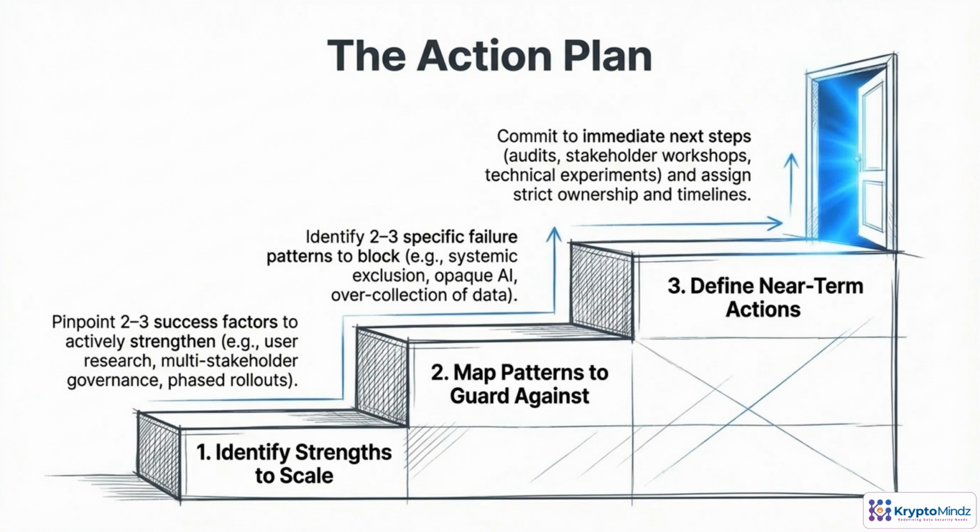Now translate this into a concrete plan inside your organization. First, name 2 or 3 strengths you already have around digital identity or AI governance and decide how to double down on them. Second, list 2 or 3 harmful patterns you absolutely want to block and where they might emerge. Finally, turn this into near-term actions with clear owners and dates, audits to run, experiments to launch, and stakeholders to engage.